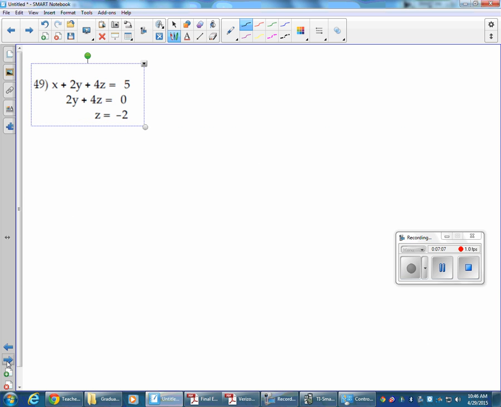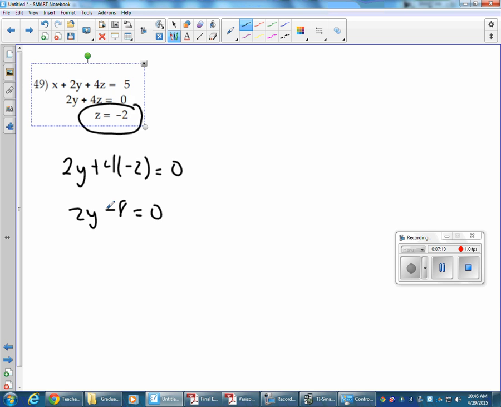49 is pretty simple. They go ahead and tell me what z is. So now I can plug that into the next one. If I know what z is, then I can just solve and figure out what y is. So that becomes 2y minus 8 equals 0. Add 8, I get 2y equals 8. Divide by 2, I get 4.